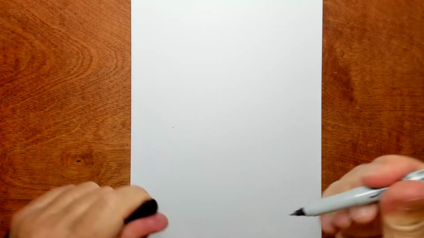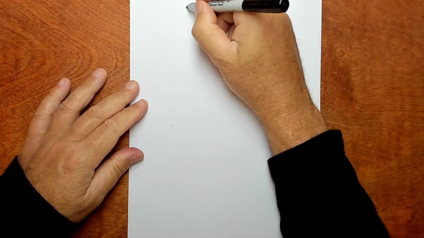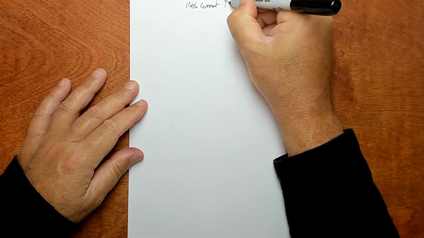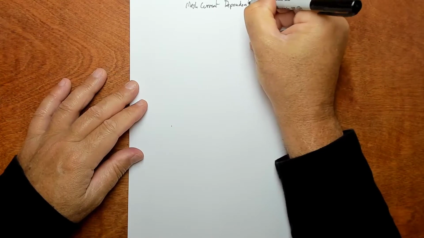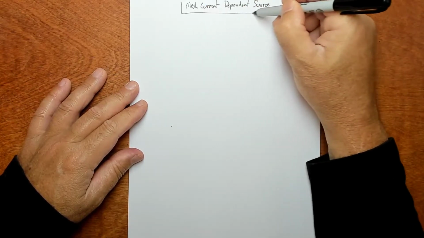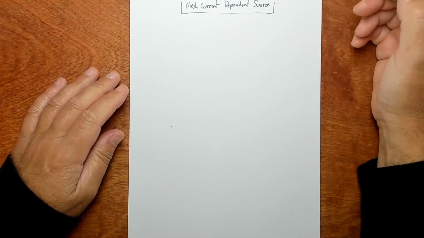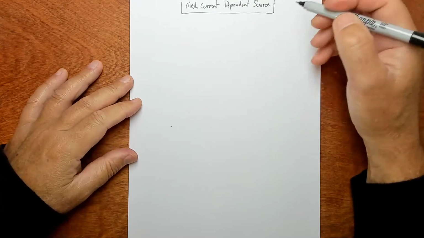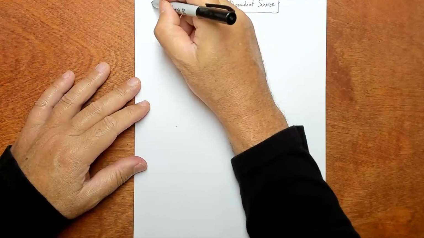Welcome back. We've got a mesh current method problem with a dependent source now. They're going to try and throw you off with some negative signs. They're going to try and fake you out and get you confused. But we'll get through it.